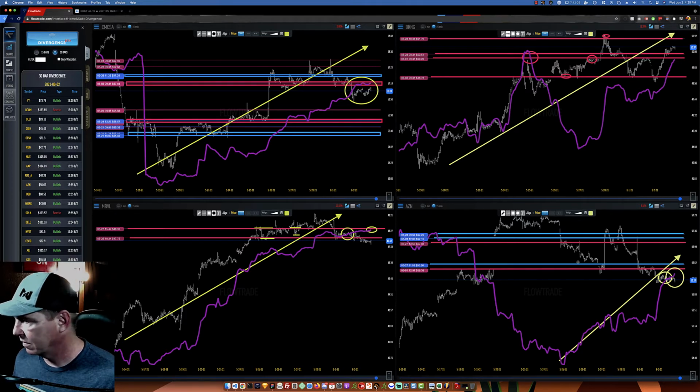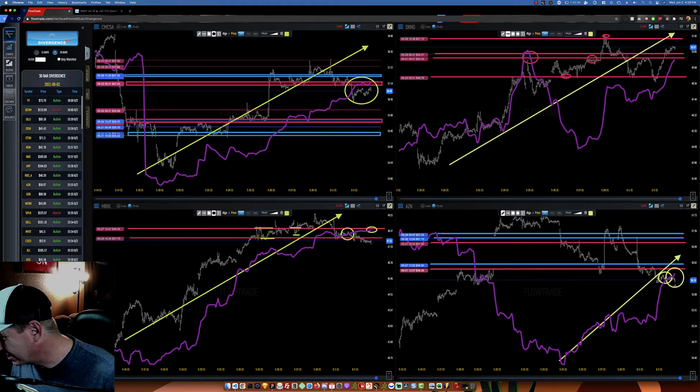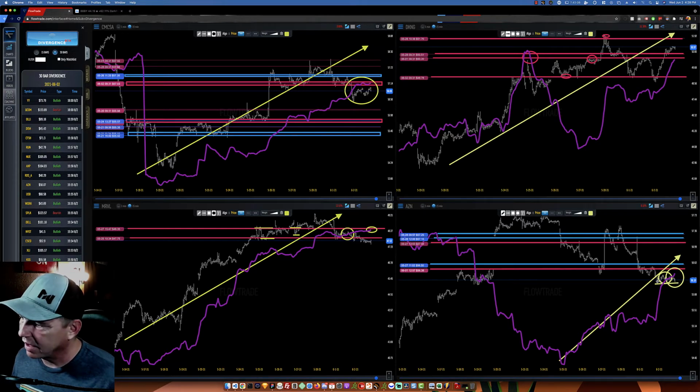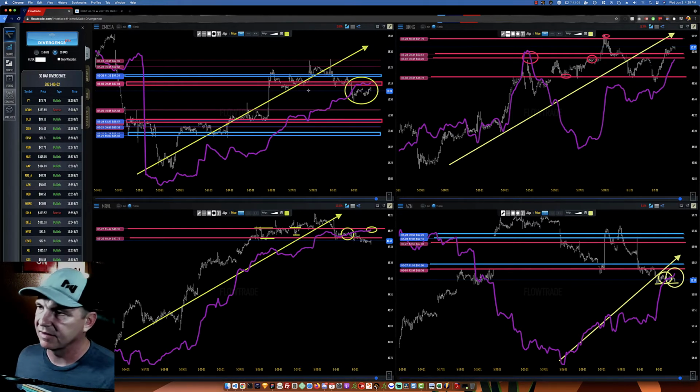Looks as if the AstraZeneca has a real slight double bottom right here, right? Price came down, hit support, reverted, came down, hit support, reverted, ran into some resistance. It's coming down and confirming this support level. So that's Comcast, DraftKings, Marvell, AZN.